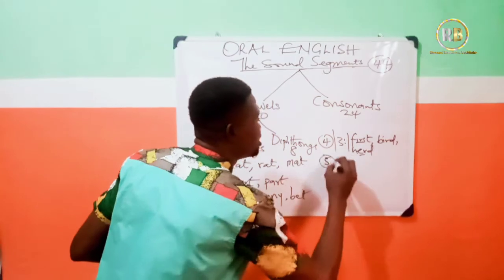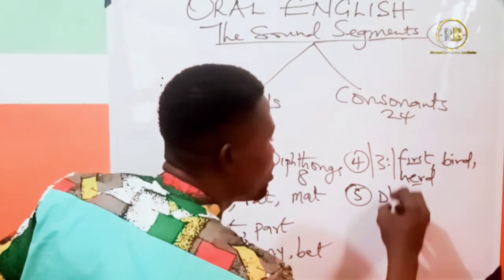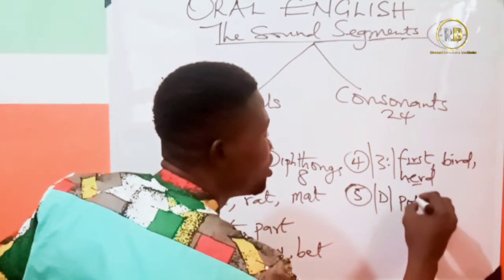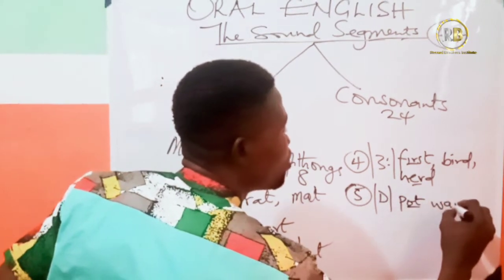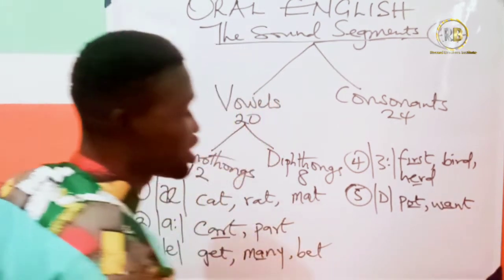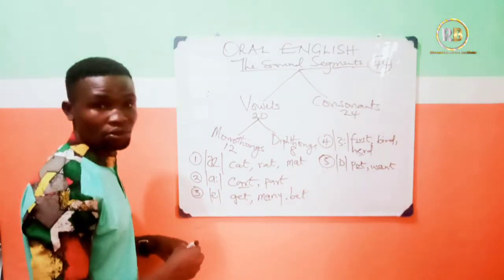Now the fifth one is a vowel, the one I'll be treating today. It is seen in a word like pot, and in a word like want. More examples will be given later, or you just call us or chat us up in any of our channels, and we explain more for you.